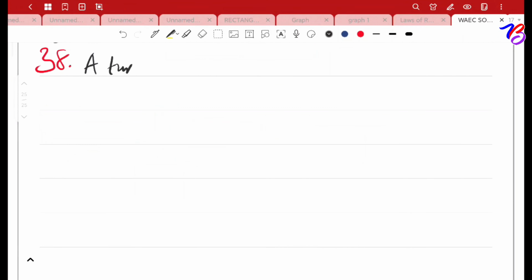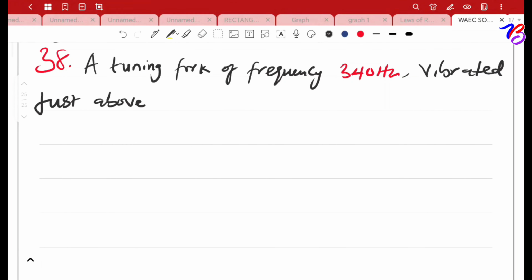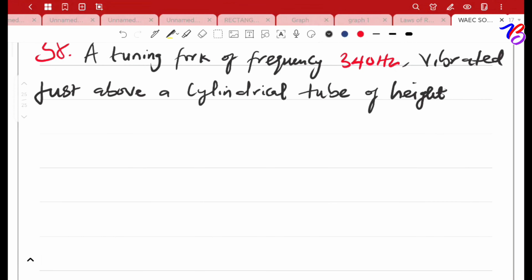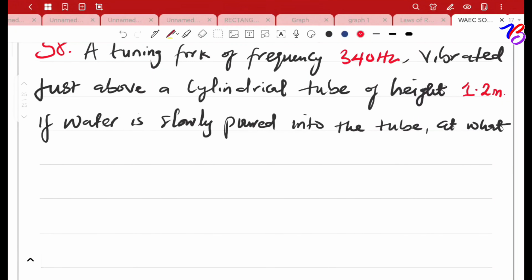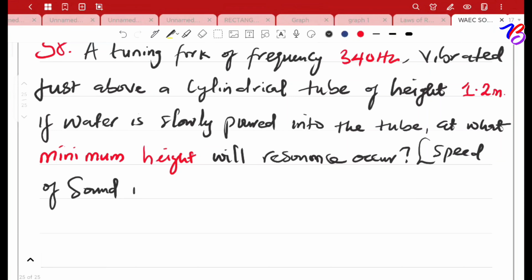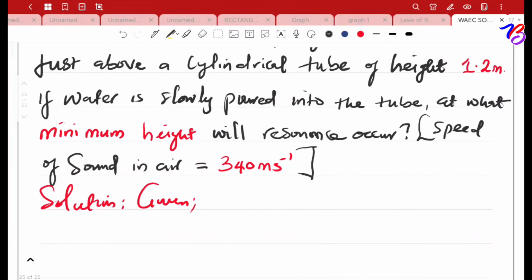Alright guys, a tuning fork of frequency 340 Hz is vibrated just above a cylindrical tube of height 1.2 meters. If water is slowly poured into the tube, at what minimum height will resonance occur? Take the speed of sound in air to be 340 meters per second. So solution, extracting the given parameters.